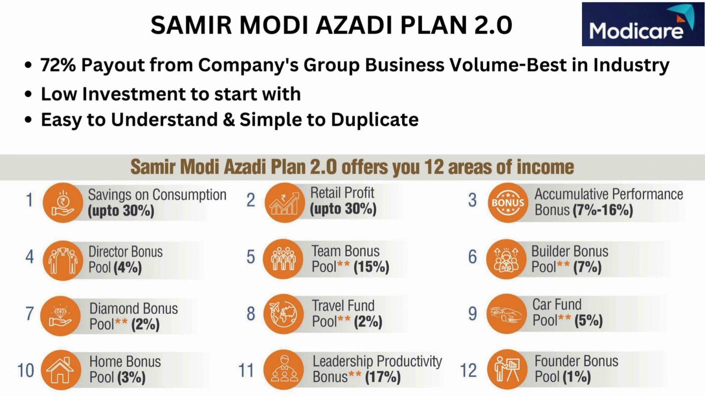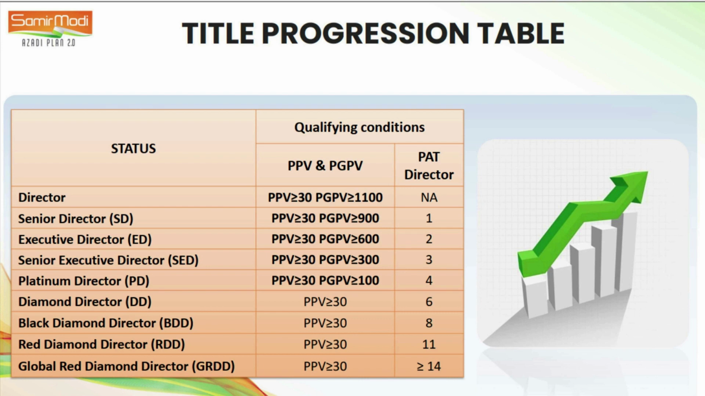And if you build a proper team, all these benefits are given to you, like bonus pool, travel fund, car fund, etc. And also you will get titles. First level is the director, which is similar to a middle level management director, then senior director, executive director, senior executive director, platinum, diamond, black diamond, red diamond, global red diamond. So these are the titles you will be getting as you and your team grow.